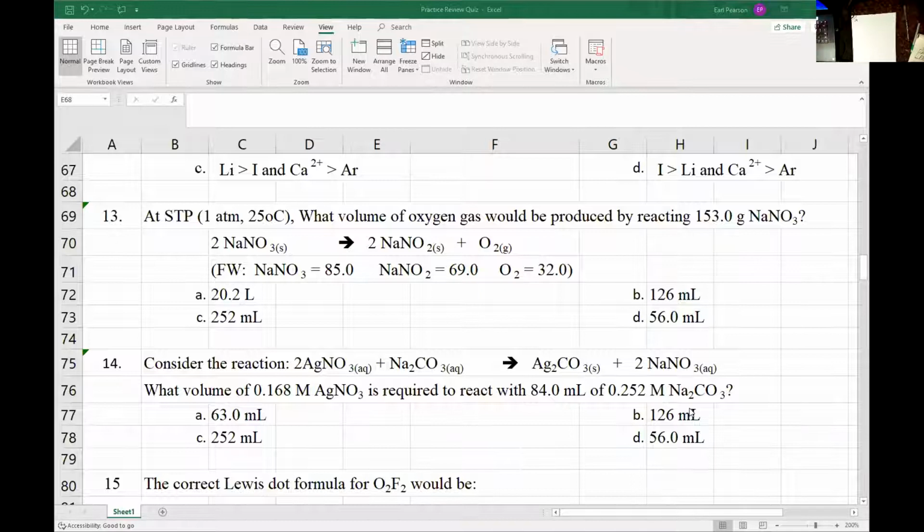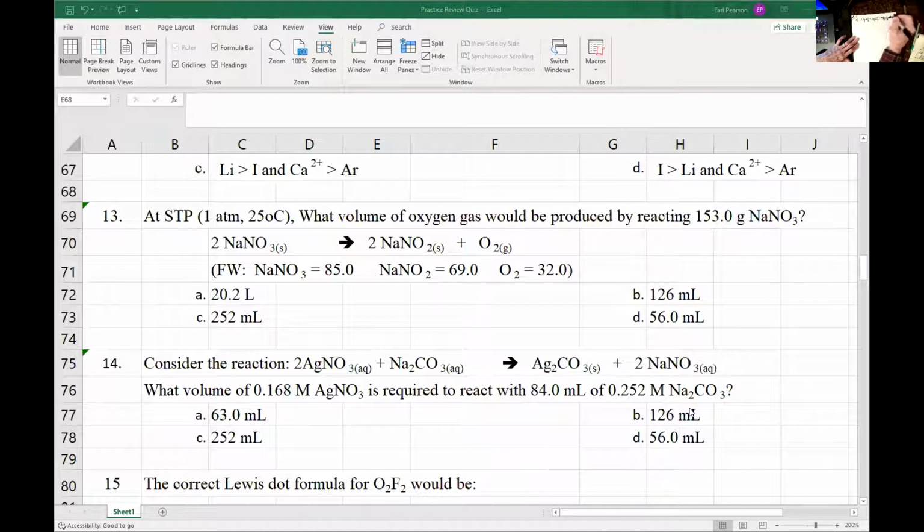Let's look at the next one. This is number 14. We've got a reaction of 2 AgNO3, silver nitrate, and sodium carbonate, Na2CO3. And we make silver carbonate, Ag2CO3, plus 2 NaNO3.